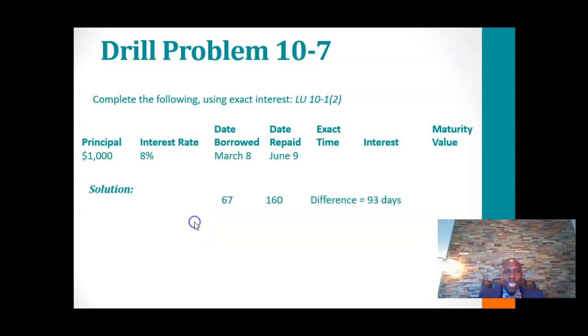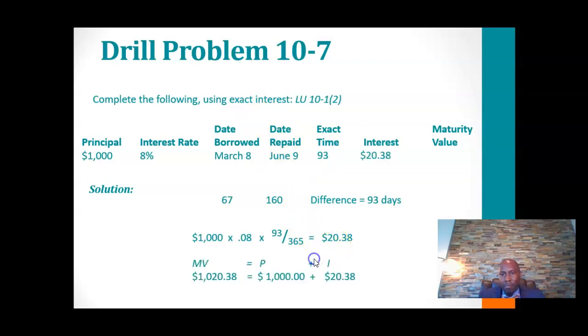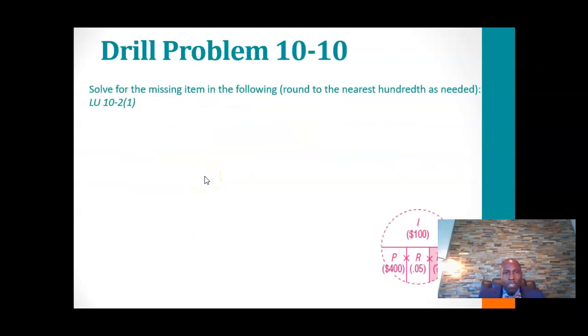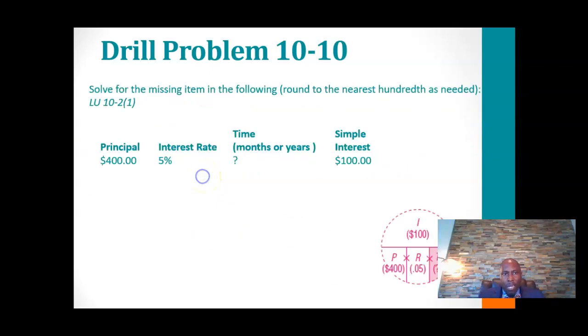This time we're using the exact interest approach, meaning that rather than using 360, we're going to use 365 days. So your principal amount still 1,000. Rate is 8%. Your time factor is now 93 over 365. If using the exact interest approach, the interest amount will be $20.38. Therefore, the maturity value will be $1,020.38.